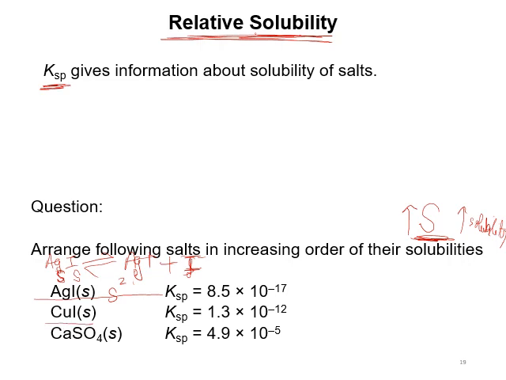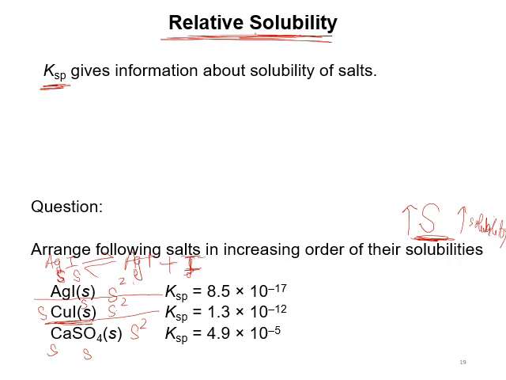Now let's try to do the same thing for CuI. CuI will dissociate to give 1 Cu, so 1 S, and 1 iodide, so 1 S. It's going to be again S squared. Last one is calcium sulfate, which will dissociate to give 1 calcium, so 1 S, and 1 sulfate, so 1 S. Ksp is going to be again S squared. So if I want to calculate S for each of these, it's going to be the square root of Ksp, which means for S I have to take the square root of each of these Ksps.